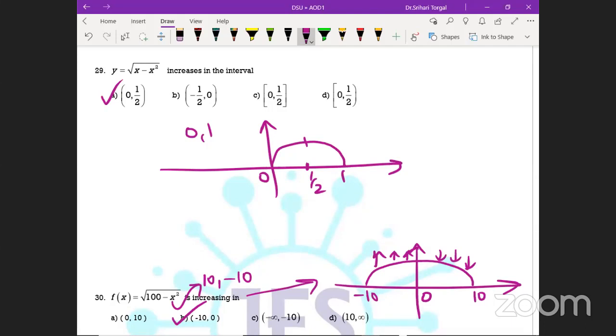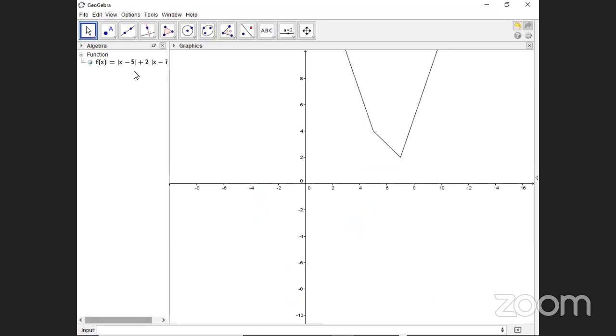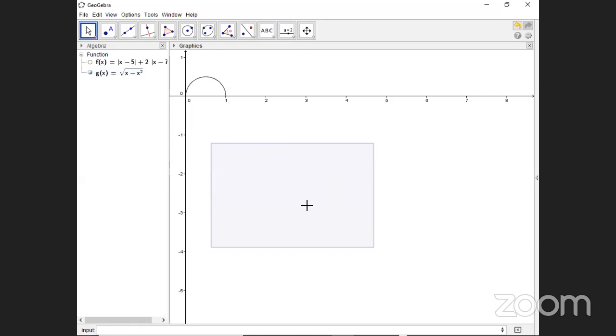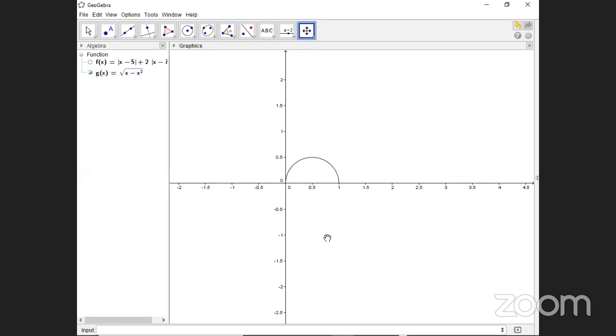It is increasing. If you want to check the graph, I will show you the graph of that function. Root of x minus x square. See here, the graph of the function. I told you already how that graph looks like here. And you can see the half, 0.5 in between, right?